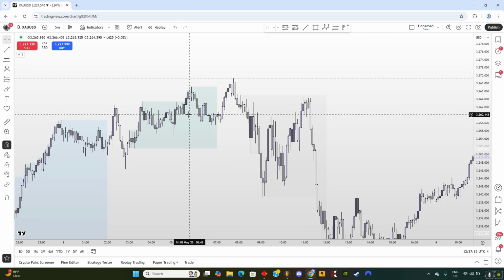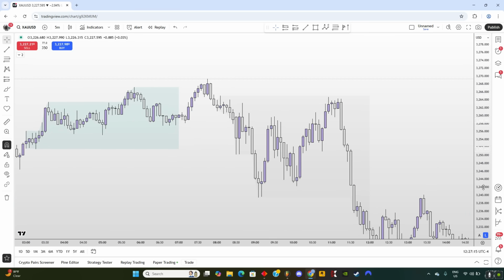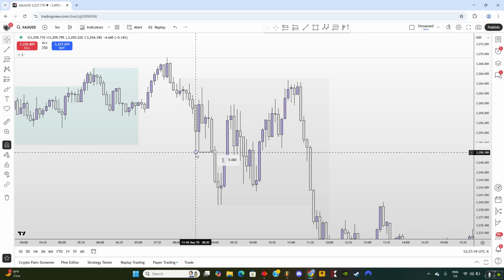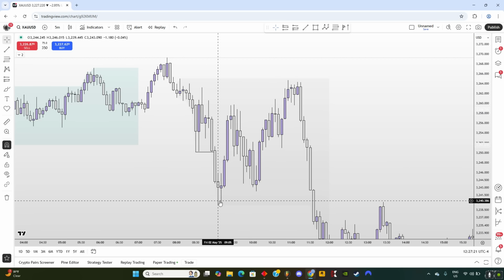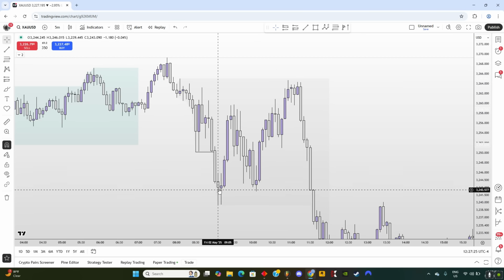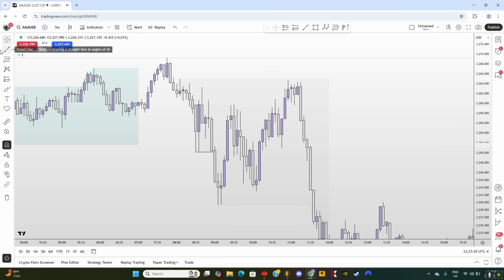Since we're on the 5-minute, that's how we have to look at the markets. Now you can see we have a lower low, a lower high, and then a lower low. Now this high specifically pushed the price down for a break of structure or a market structure break, however you want to call that term.